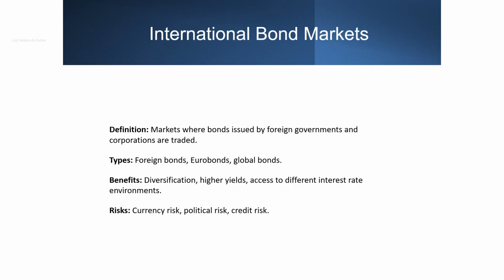International bond markets are where bonds issued by foreign governments and corporations are traded. Types of bonds include foreign bonds, Eurobonds, and global bonds. Benefits of investing in international bonds include diversification, higher yields, and access to different interest rate environments. However, risks such as currency risk, political risk, and credit risk must be considered.